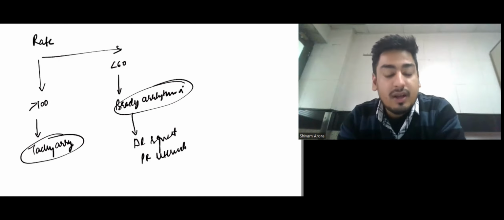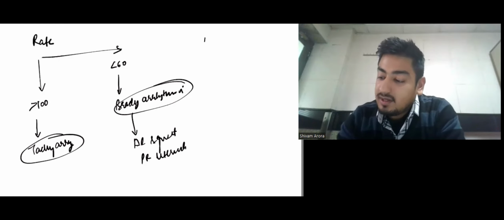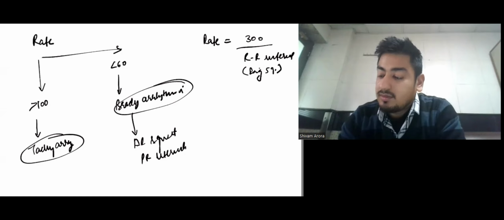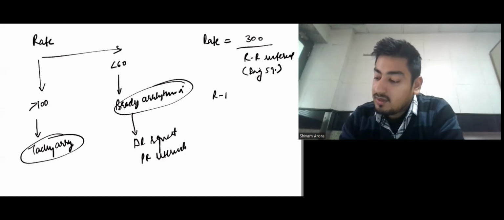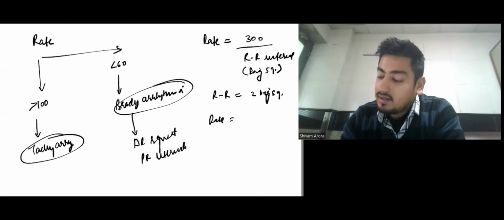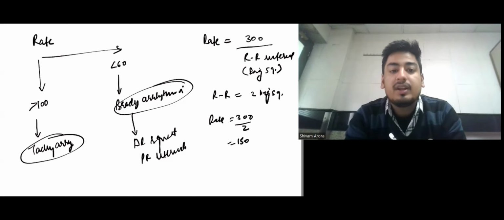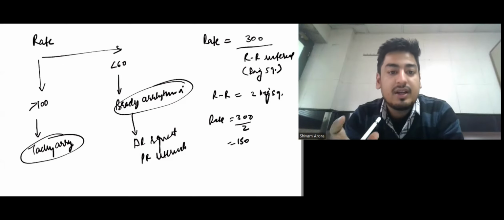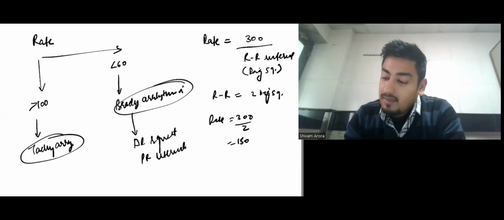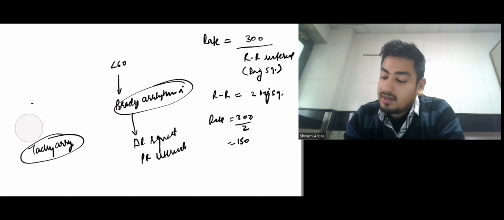And another important thing is how to calculate the rate in an ECG. So rate is 300 by RR interval in terms of big squares. Suppose RR interval in terms of big squares is 2 big squares. Then rate is 300 by 2, it is 150. Why do we take RR interval? Because starting from one QRS to another QRS, one cardiac cycle completes.